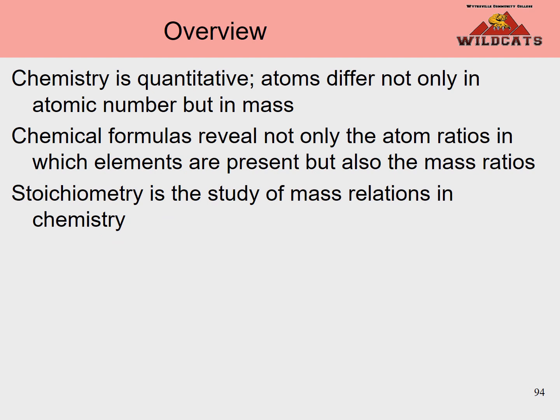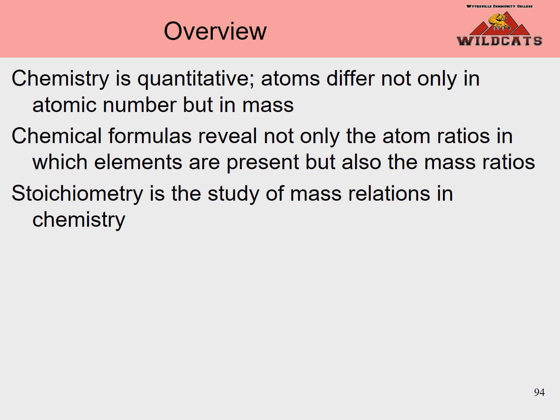Okay. Chemistry is quantitative, and atoms differ not only in their atomic number but in their mass. Remember, mass number was the number of protons plus neutrons. But when we take a look at those atomic weights or atomic masses on the periodic table, they're weighted averages of the isotopes. And then we use those masses to find chemical formulas and find the mole ratios in chemical formulas.